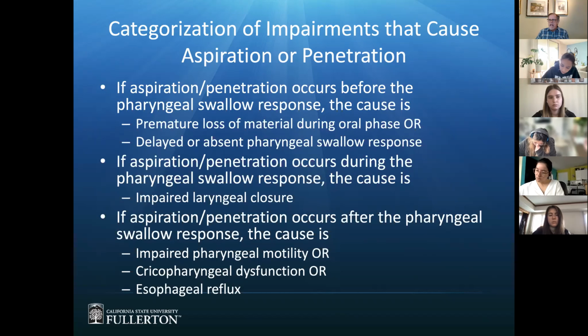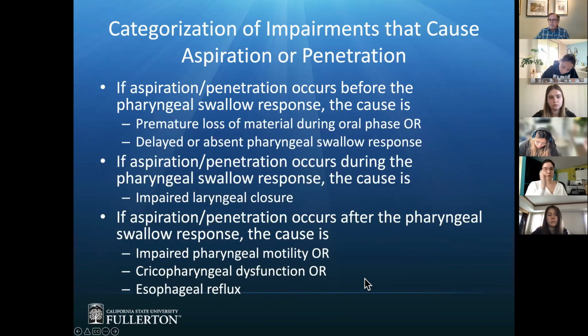What has happened is they haven't cleared the pharynx. And they have so much material in the pharynx that some of it has to go someplace. Where does it go? Into the airway as soon as it opens and they take their first breath. So that's aspiration or penetration after the pharyngeal swallow response. And it comes in two forms. One is due to impaired pharyngeal motility, and the other is due to cricopharyngeal dysfunction.